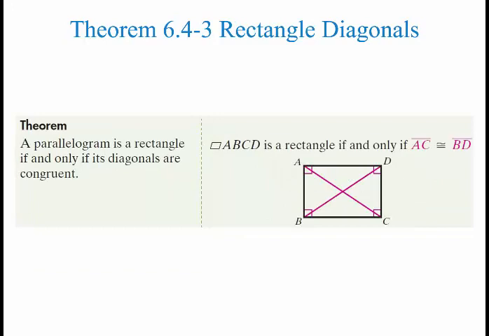Finally, a parallelogram is a rectangle if and only if its diagonals are congruent. So parallelogram ABCD is a rectangle if and only if the diagonal AC is congruent to the diagonal BD, just like that.